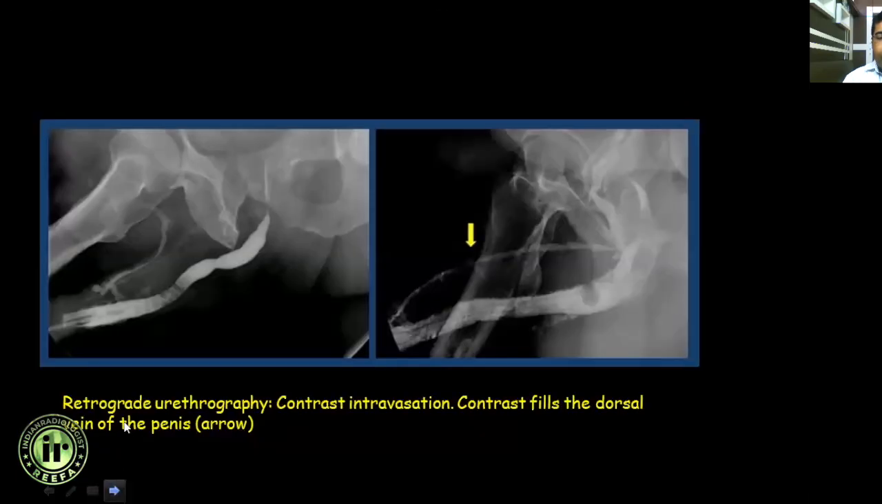Okay. So I told you about the contrast intravasation. Sometimes when you put more pressure, there is always a chance of contrast entering into the dorsal vein of the penis. So be careful, do not put excessive pressure. That is why it is always better to use a non-ionic contrast. Even if there is intravasation of the contrast into the dorsal vein of the penis, it will not cause any harm to the patient. Same as using an IV, where the contrast you inject goes into the vein. This contrast will go into the vein, get absorbed and get excreted.